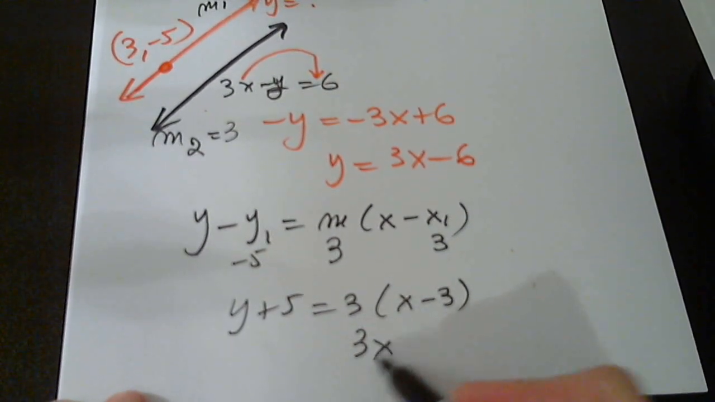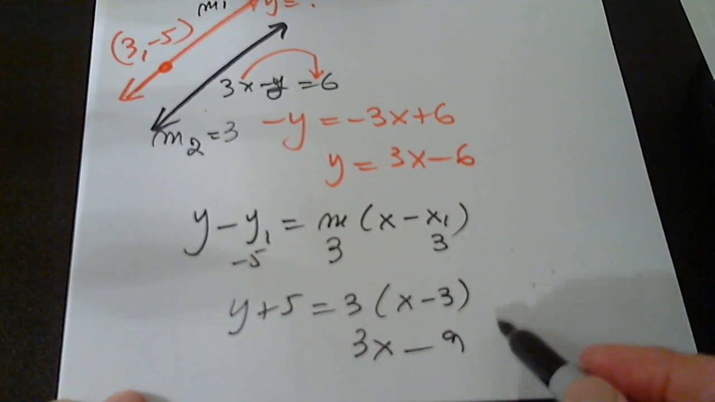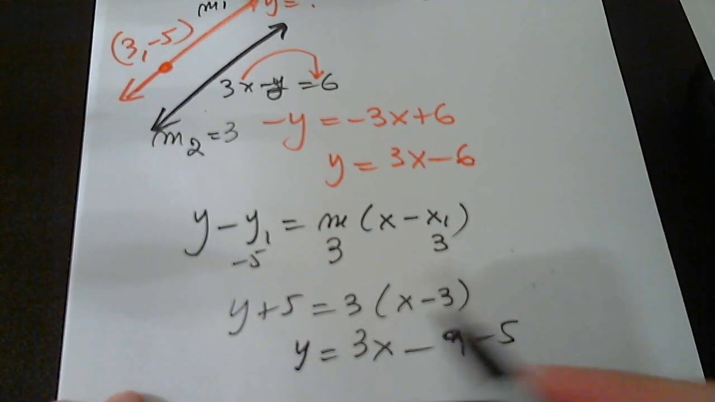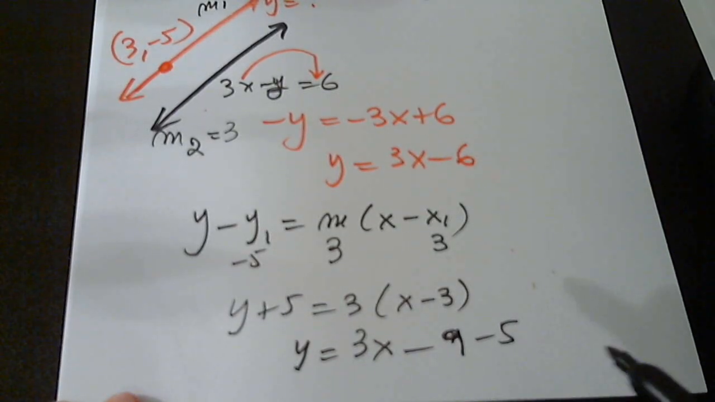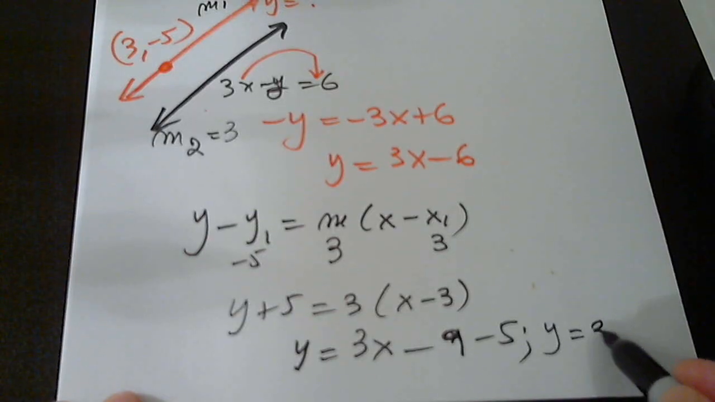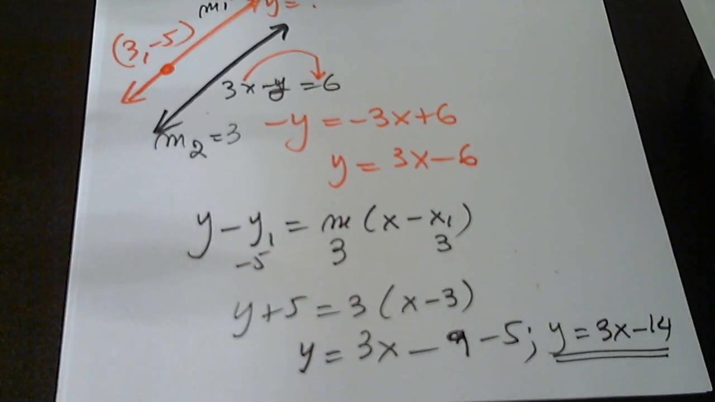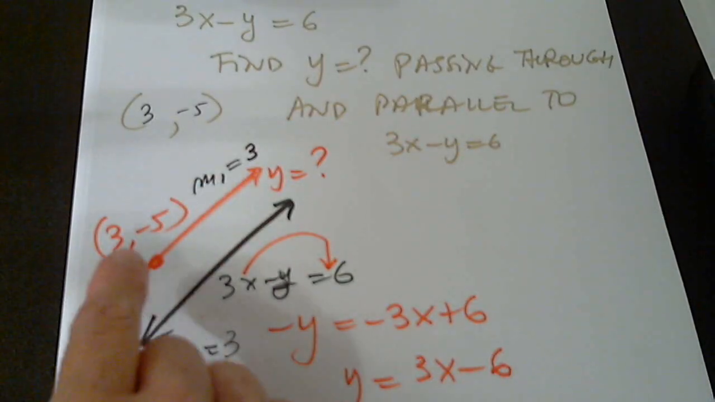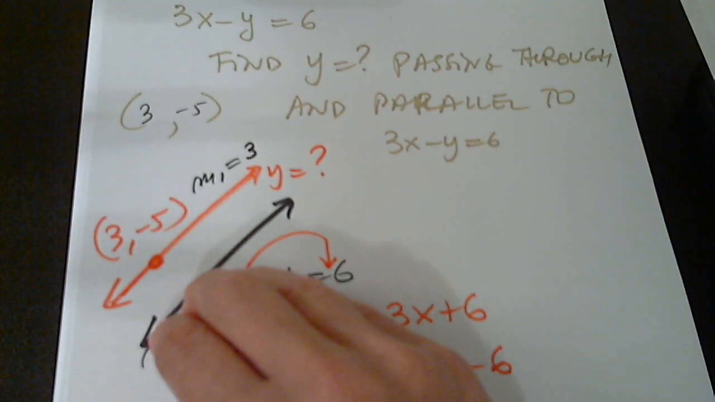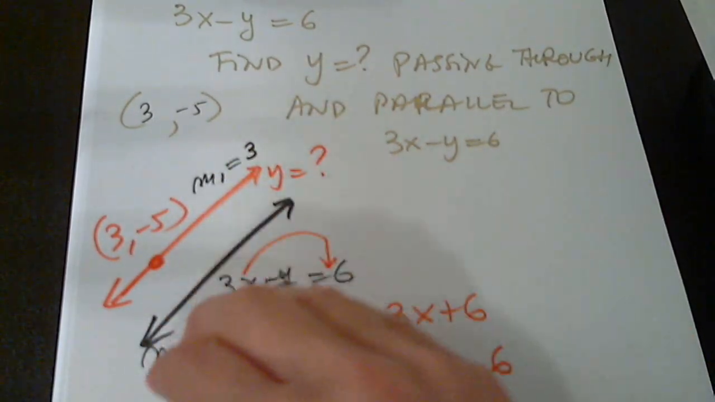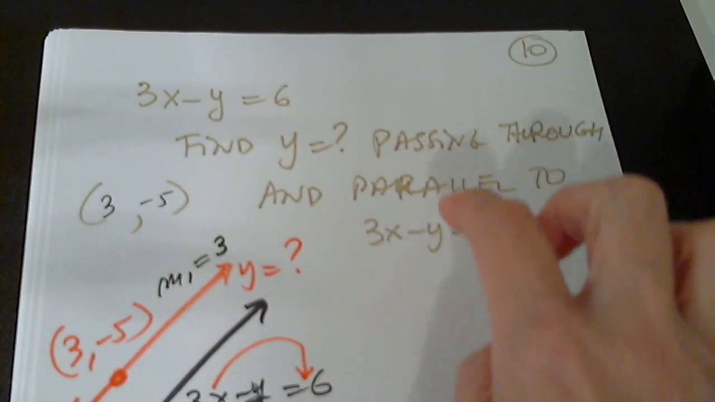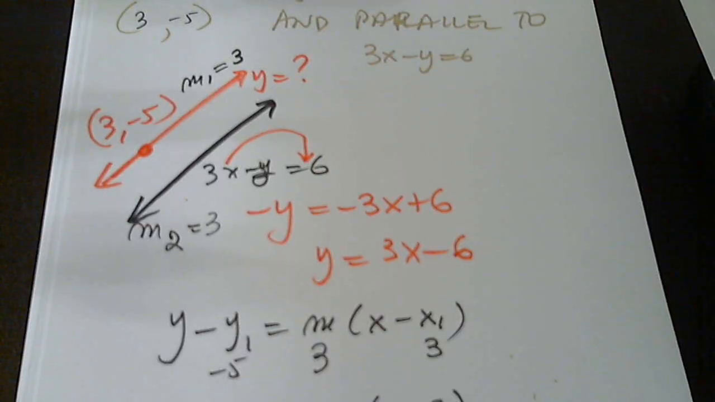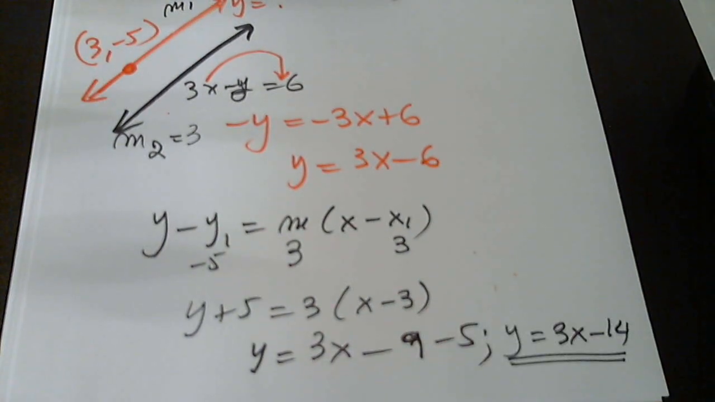I distribute: 3x minus 9 and minus 5. So this is y equals 3x minus 14. What does this represent? It represents the equation of the unknown line passing through the given point and guaranteed to be parallel, because they have the same slope, guaranteed to be parallel to the given line 3x minus y equals 6. Any questions on this problem?